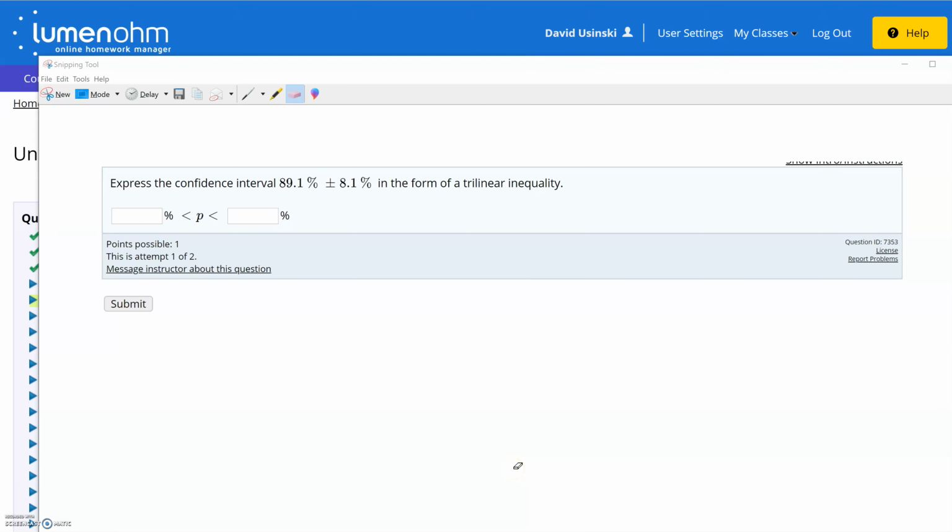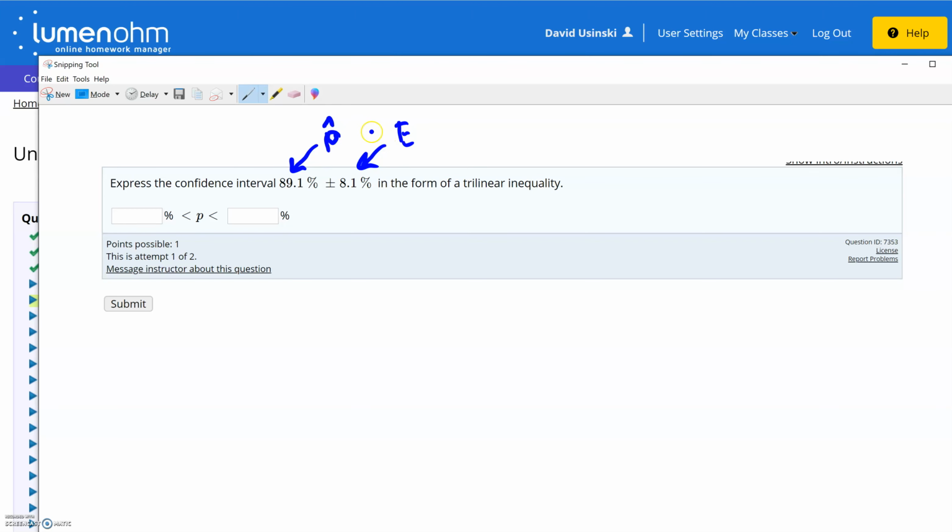For this question, you don't need to use the template or anything. You just need to use a calculator to do some adding and subtracting. So what this is showing is that we have a sample proportion here. So that's my 89.1%. So this is my p hat. And this is my error, my margin of error.